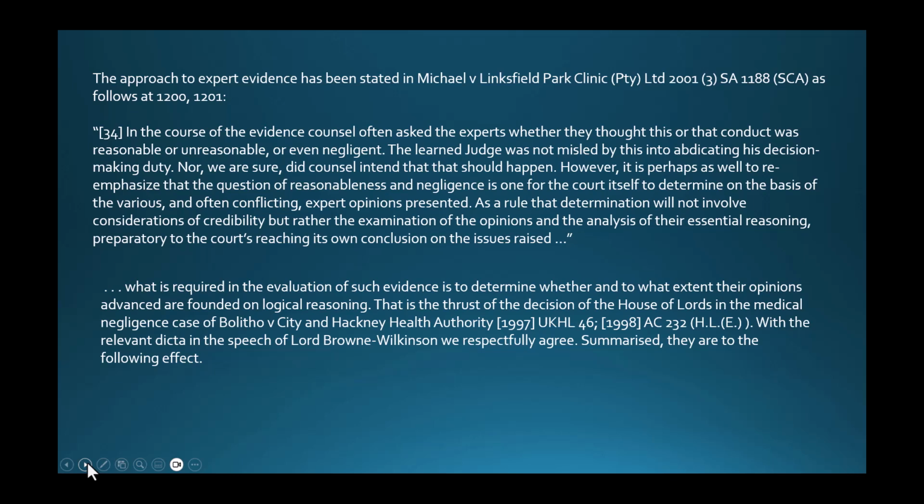Remember, we're dealing here with Michael's case still. So Michael's case is referring to Bolitho and agreeing with the principle in Bolitho. Summarized, the principles are to the following effect.